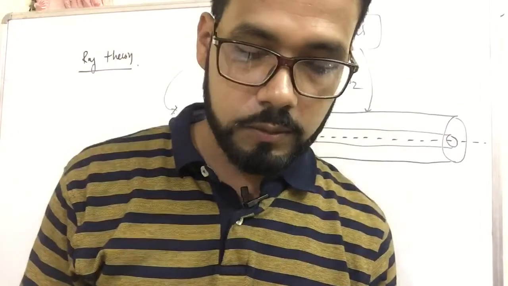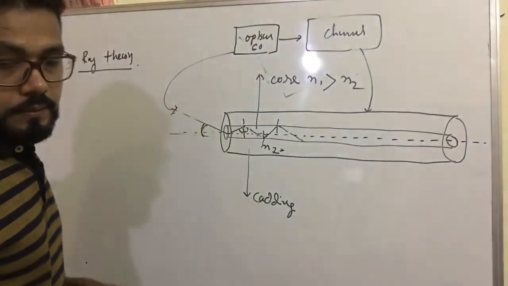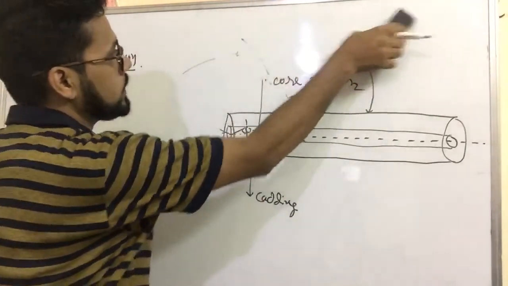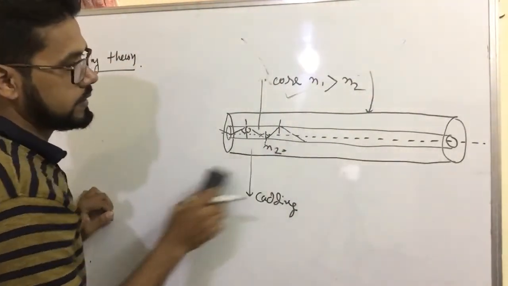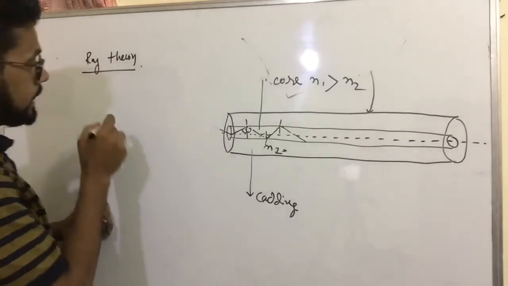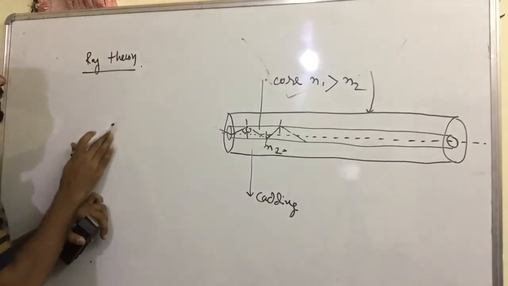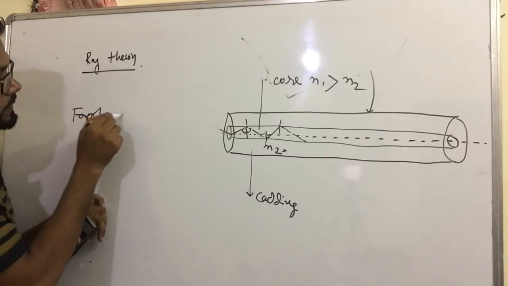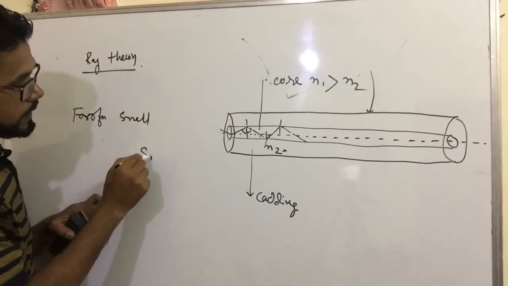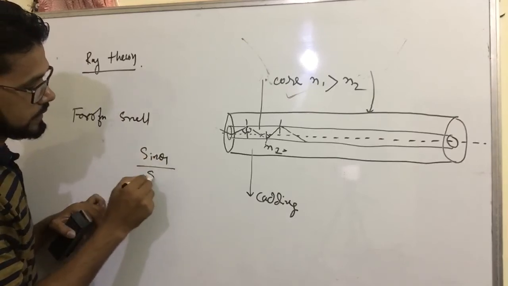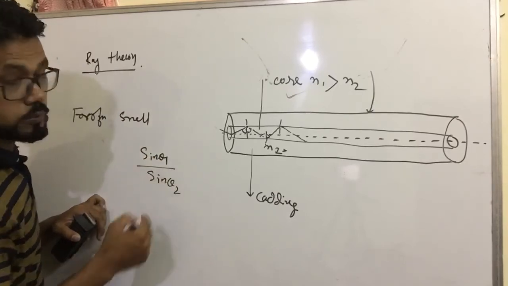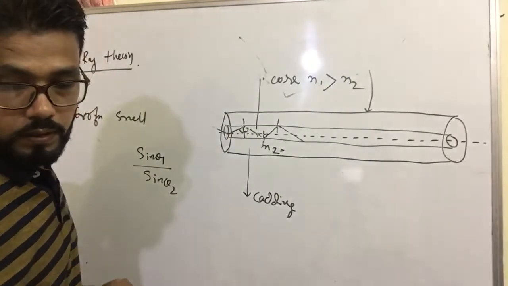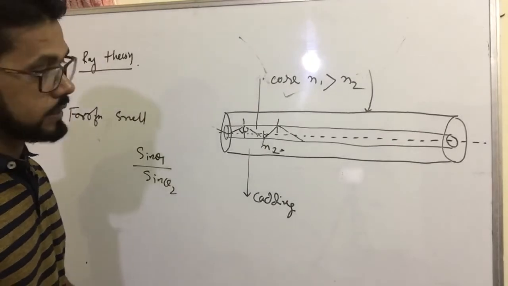Now what happened? If we see this diagram, core and cladding, internal reflection takes place. Then from Snell's law, this is for calculation, we know sin theta 1, sin theta 2. You have already been told theta 1 and theta 2, sin theta 1 and sin theta 2.